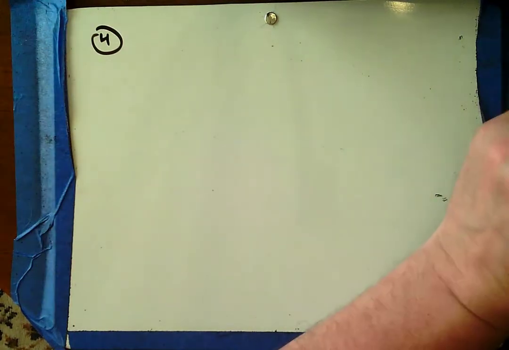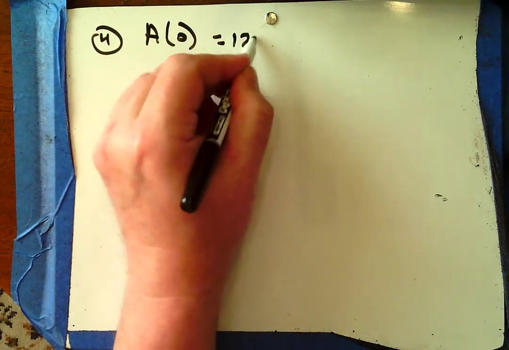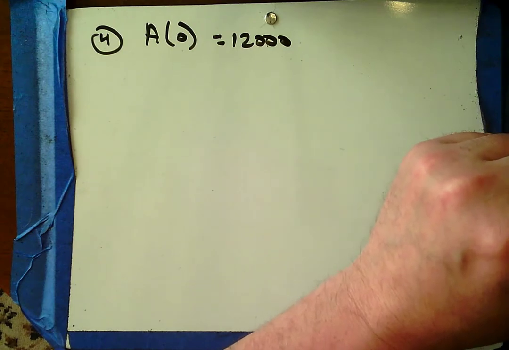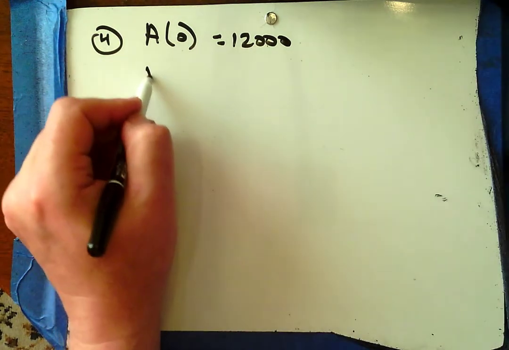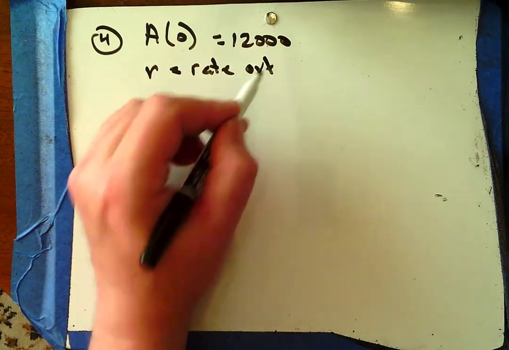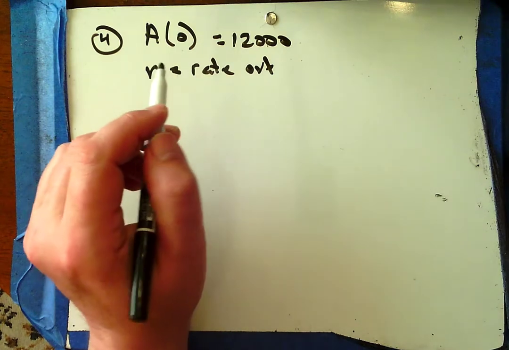4. A 12,000 liter tank of water is filled to capacity. So A of 0 equals 12,000. Water begins to drain out, modeled by R, where R equals the rate out, and R is given by this piecewise function.